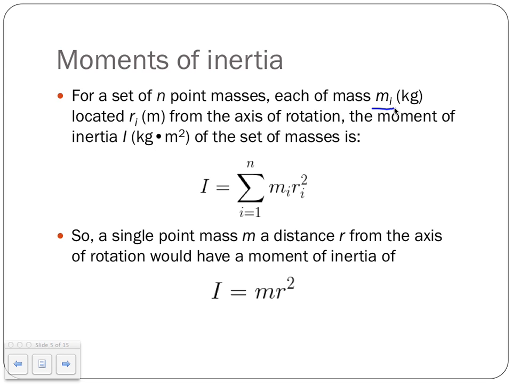where i runs over however many masses we have, in kilograms, located some distance r_i, in meters, from the axis of rotation, the moment of inertia, given by I, of the set of masses is given by this summation equation here. The moment of inertia is equal to the sum over all the masses, from our first mass up to our last mass, of the mass of each object times its radius squared, I = Σ m_i r_i². So let's suppose, we talked about that barbell before.